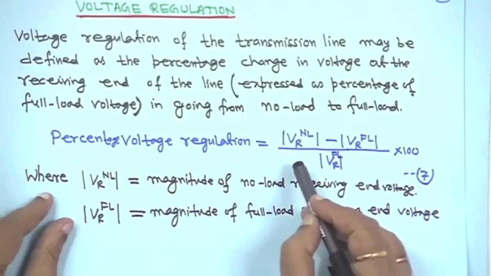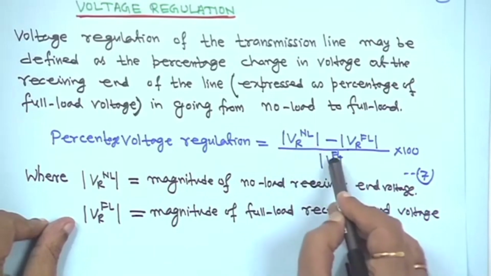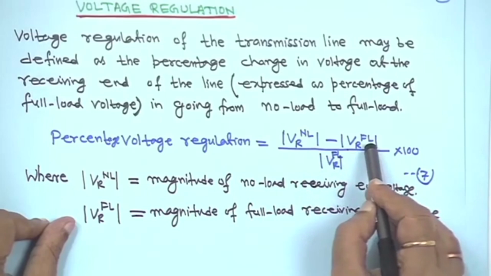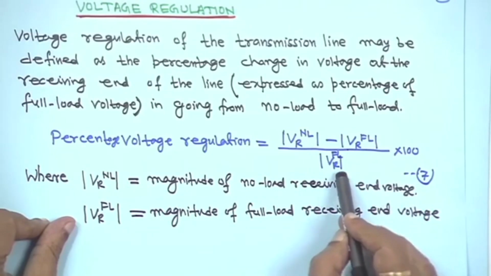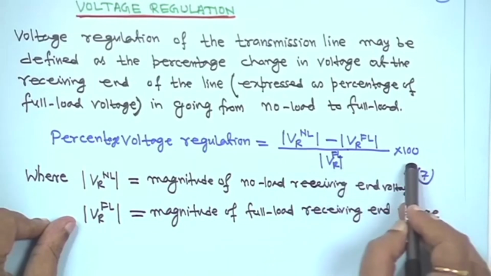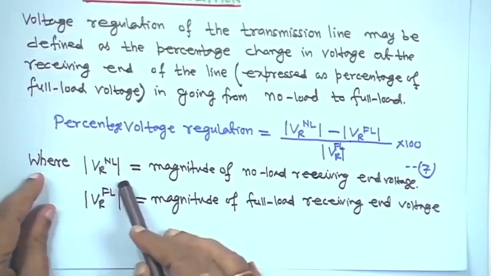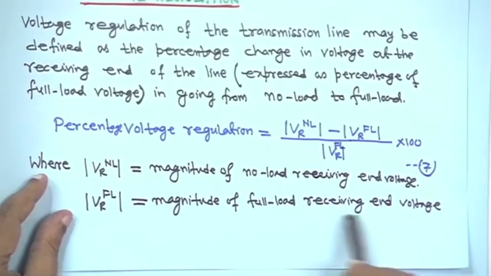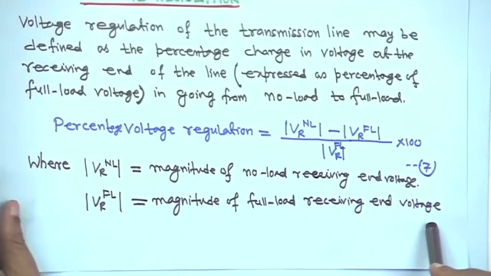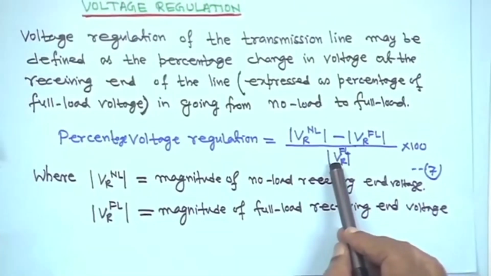So, it is actually VRNL, the receiving end no load voltage magnitude, minus VRFL, the receiving end full load voltage magnitude, divided by the receiving end full load voltage magnitude VRFL, into 100. Everywhere mod is there: magnitude of no load receiving end voltage and magnitude of full load receiving end voltage. Now, this is the percentage voltage regulation.